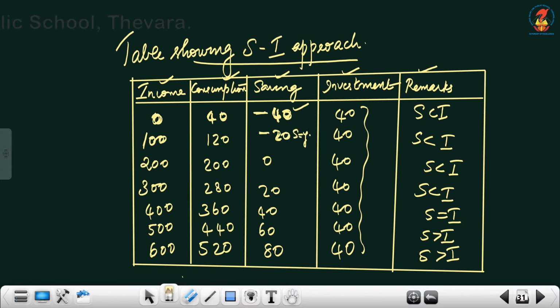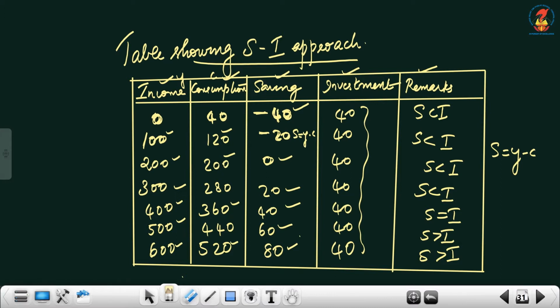You know S is equal to Y minus C, isn't it? So 100 minus 120 will give you minus 20. Again saving, 200 minus 200 will give you 0. Then the next saving, Y is income, Y minus C, 300 minus 280 will give you 20. Then 400 minus 360 will give you 40. Then 500 minus 440 will give you 60 and 600 minus 520 gives you the value 80. So you got the values of savings.